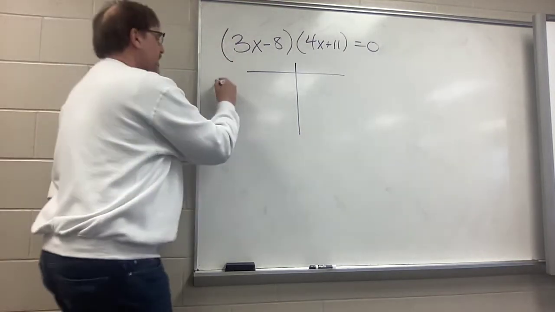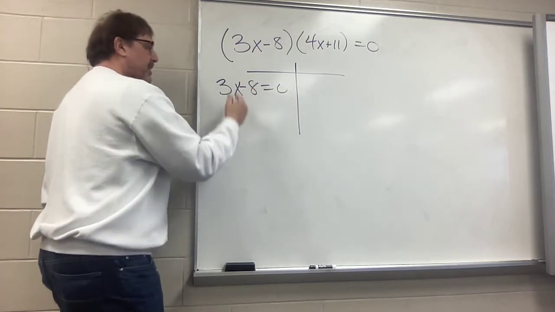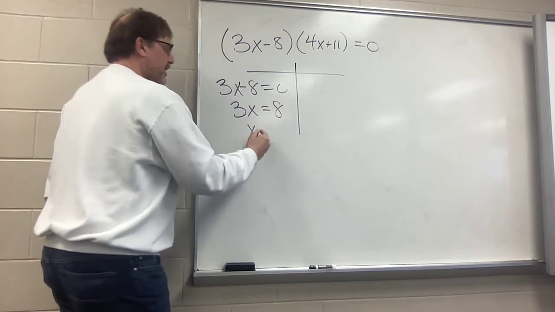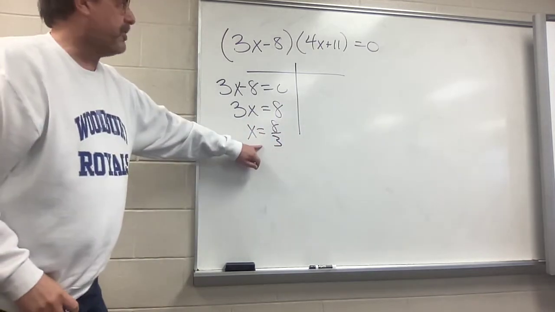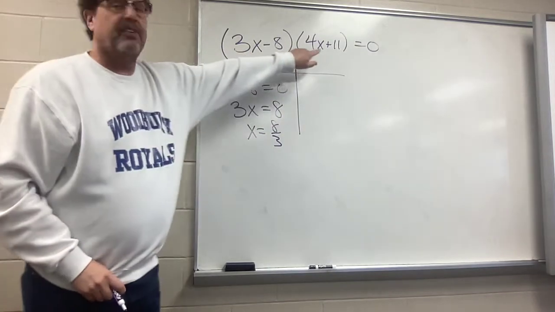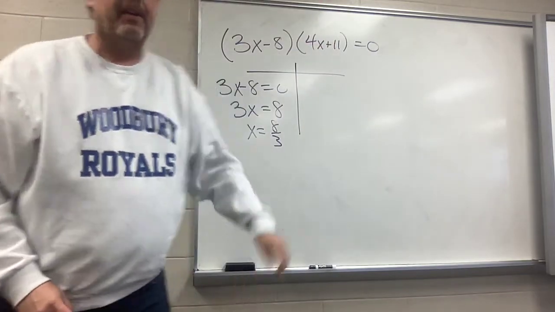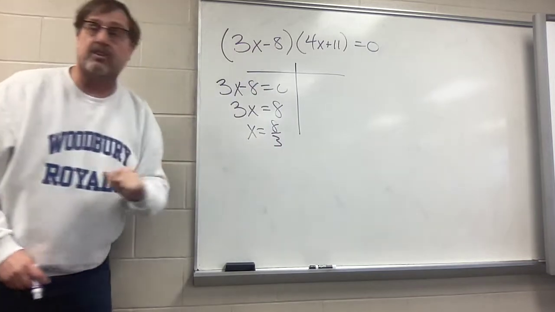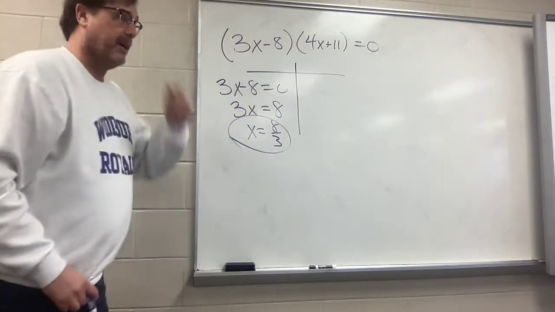And we simply say 3x minus 8 equals 0, and we solve it. Add 8 to both sides. 3x is 8. X equals 8 over 3. If x is 8 over 3, that makes this worth 0. So do we have to figure out what this is worth? Doesn't matter. If this is worth 0, when you multiply, the whole thing is worth 0. So here's one of our possible answers. Here's our other possible answer.